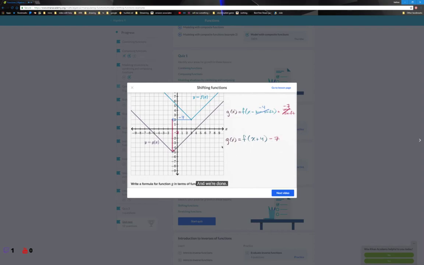And we're done. When I look at things like this, the -7 is more intuitive to me, in that I shifted it down, so it makes sense that I have a -7. But at first, when you work on these, you say, "Hey, wait! I shifted to the left. Why is it a plus 4?"